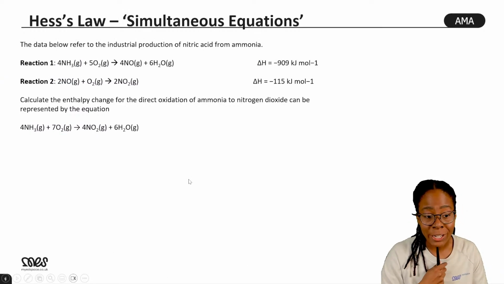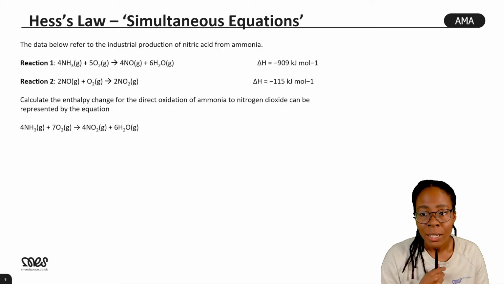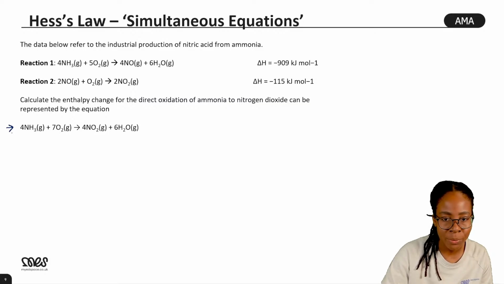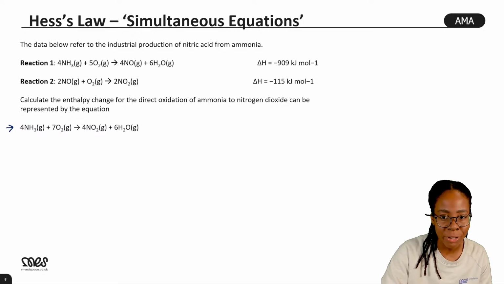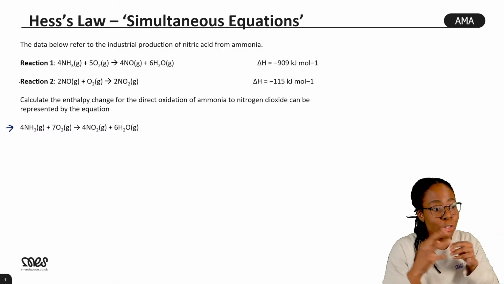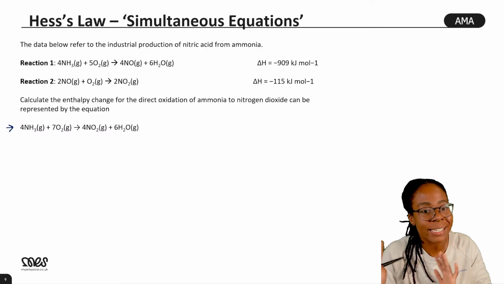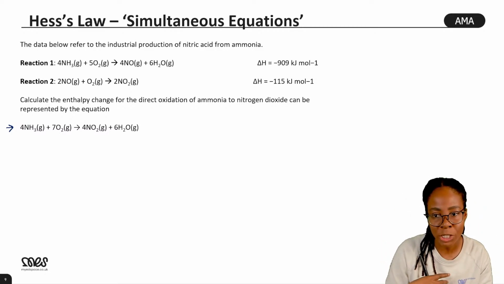Next one, again, using the same approach. We have got 2 reactions. We want to calculate the enthalpy change for this reaction. So now we need to see how do reaction 1 and reaction 2 contribute to our final one. So we can see what we need to flip, reverse, and scale to give us our final enthalpy change.